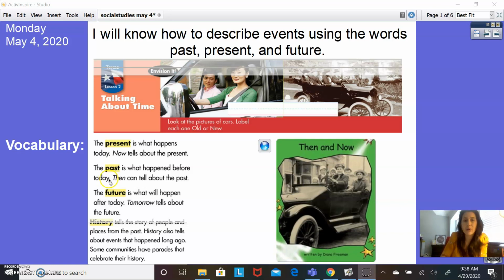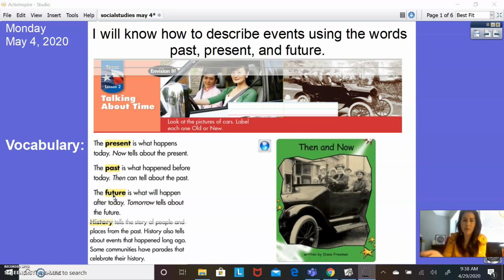The past is what happened before today. Then, the word then can tell about the past. So anything that happened before today could be last night, last week. So the past is something that has already happened. It's before today.